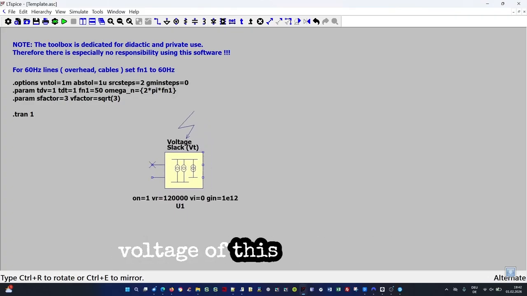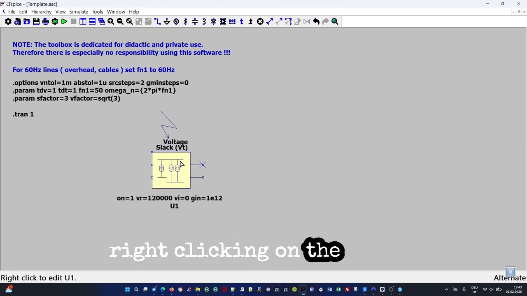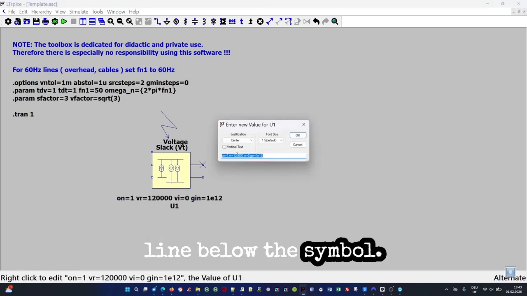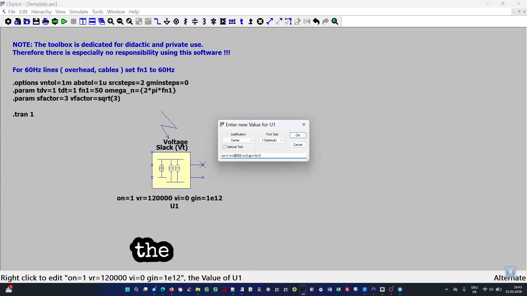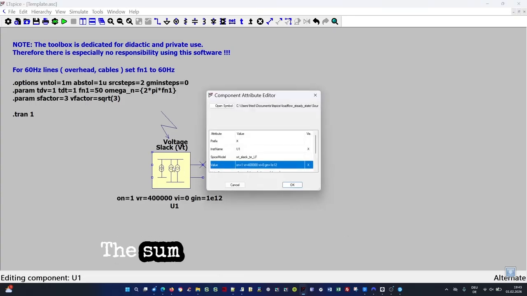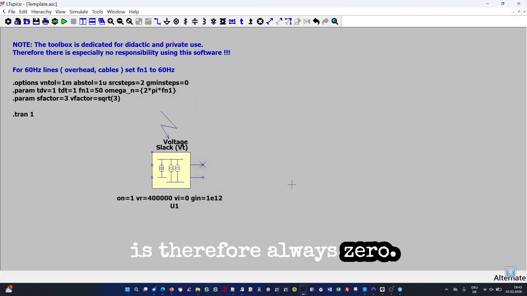The voltage of this slack is set to 400 kilovolt either by right-clicking on the symbol or directly in the parameter line below the symbol. The slack ensures that the power balance of the system is always fulfilled. The sum of the energy supplied to the circuit and the energy consumed in the circuit is therefore always 0.